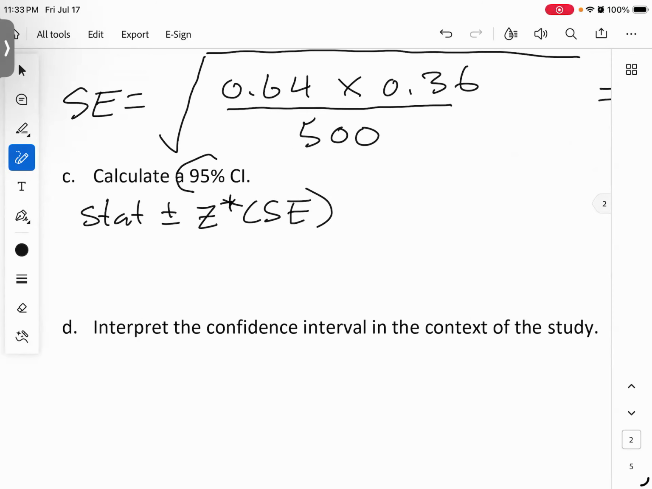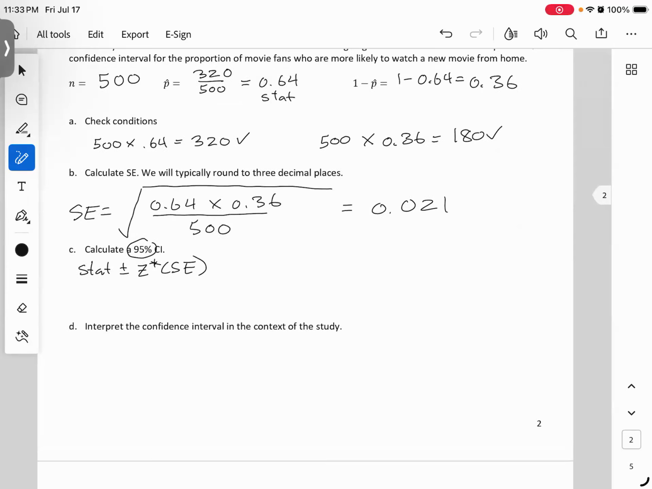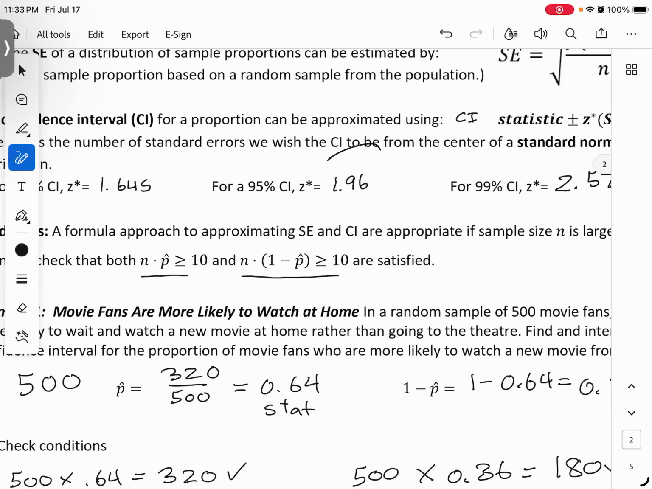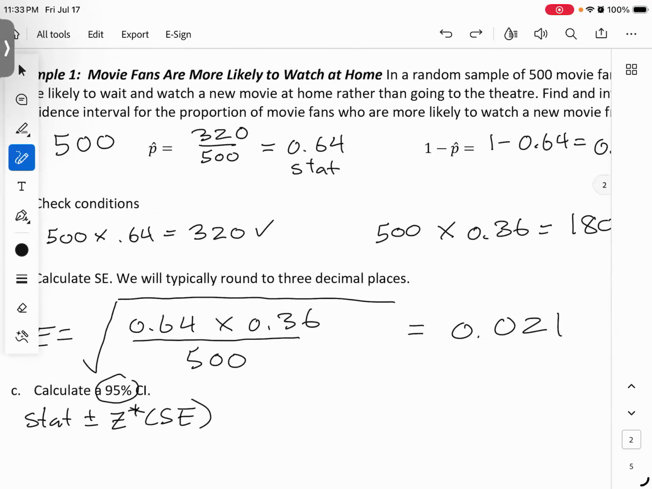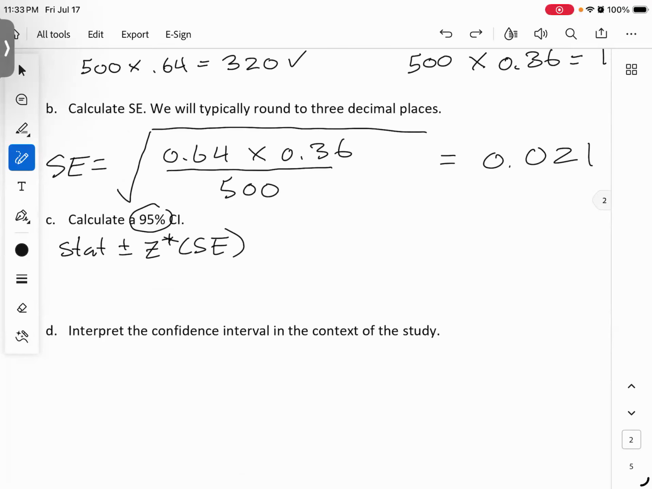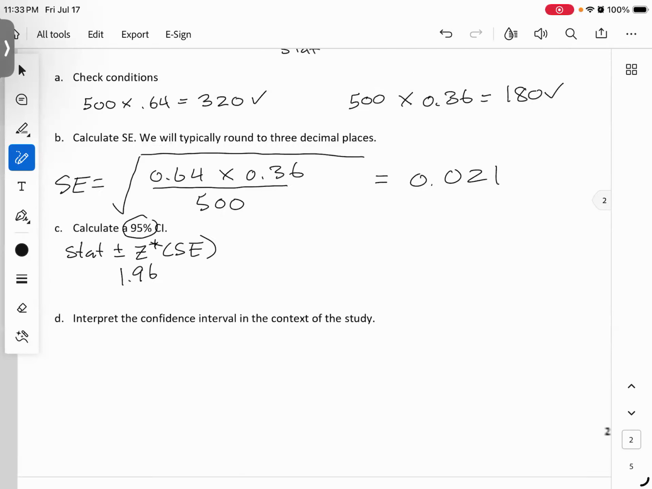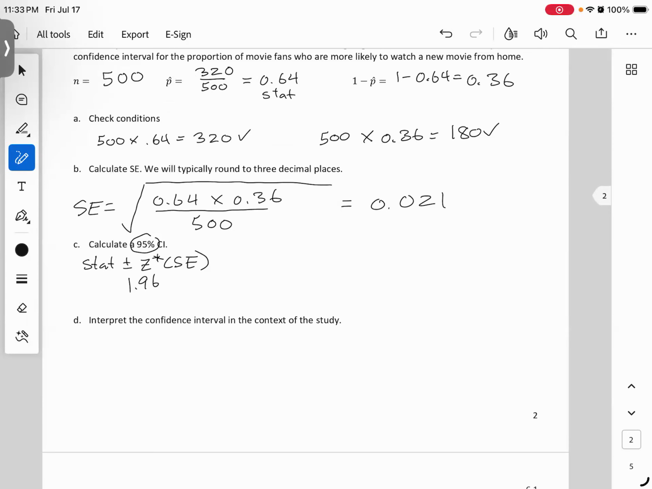Now, because we're using a 95%, that's the desired width that we want. For Z star, we're going to be using 1.96, which is the one that most reminds us of the confidence intervals we've done in chapter 3. It was times 2 when it was a 95%. So this is going to be 1.96. And we've got everything we need. We've got our statistic, which is the 0.64.